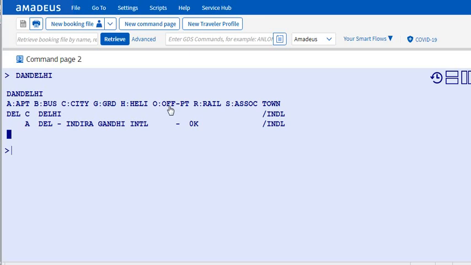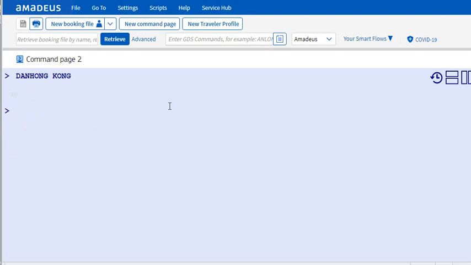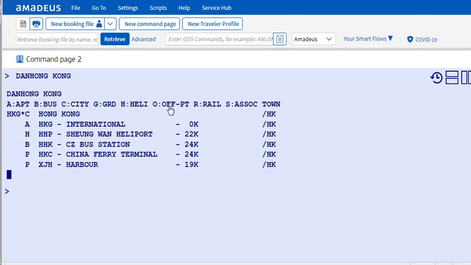Let me go for encoding another city, DAN, say Hong Kong. I'm finding Hong Kong is a city, and it is in HK, meaning Hong Kong, and it has one airport, one heliport, one bus stop, and some seaports are also there. This city code is the same as the airport code.